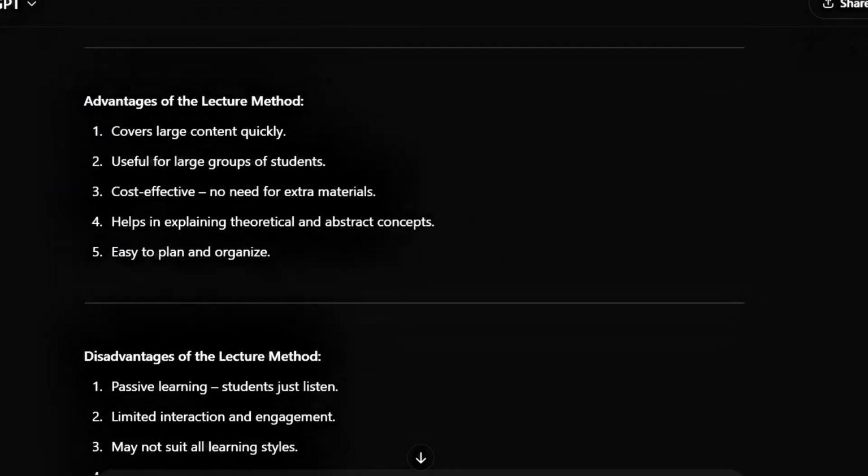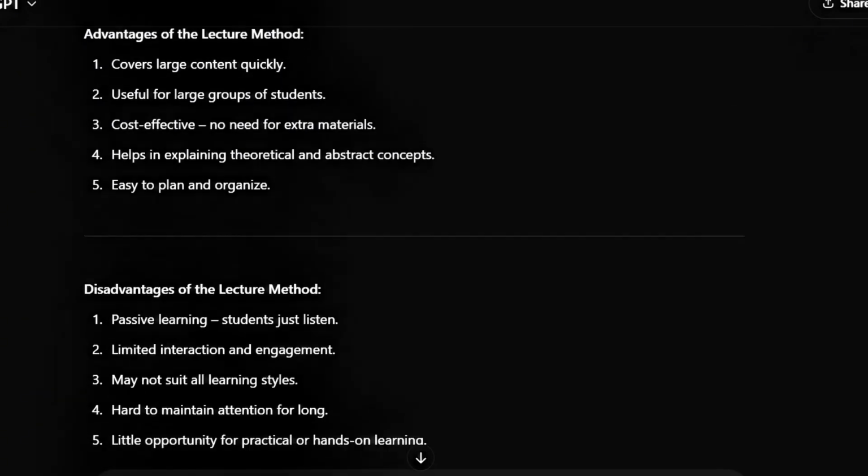Advantages of the lecture method. 1. Covers large content quickly. 2. Useful for large groups of students. 3. Cost-effective, no need for extra materials. 4. Helps in explaining theoretical and abstract concepts. 5. Easy to plan and organize.